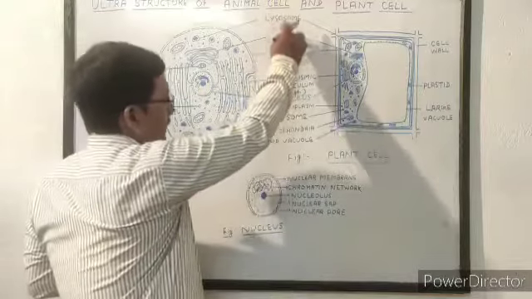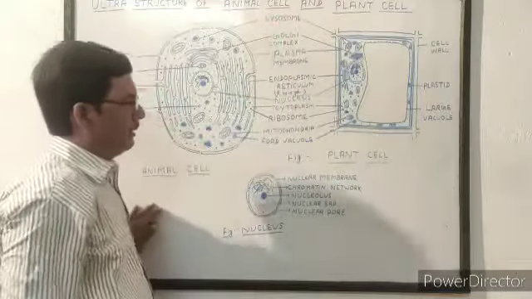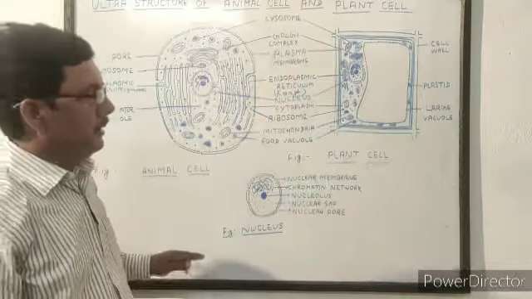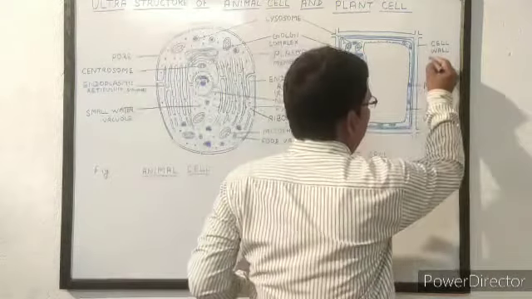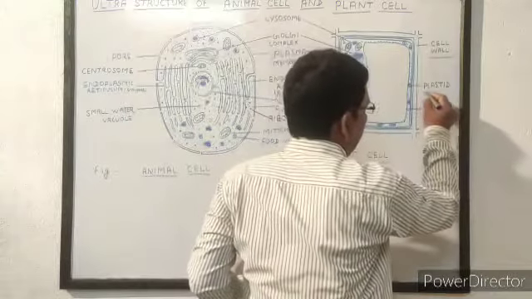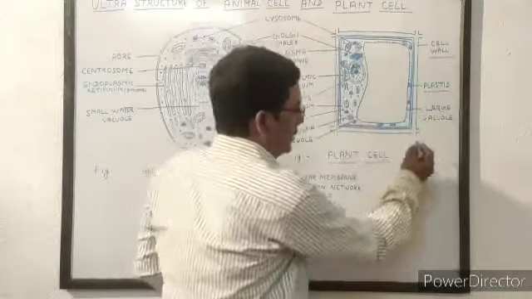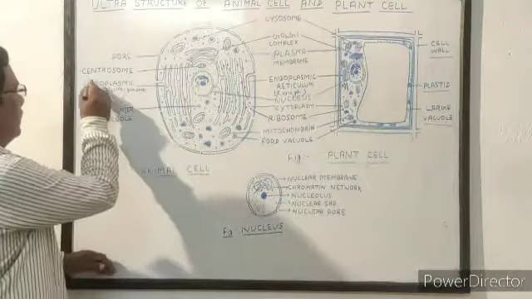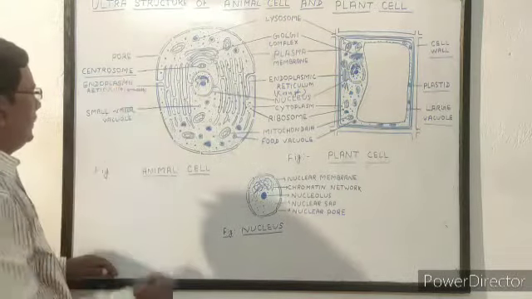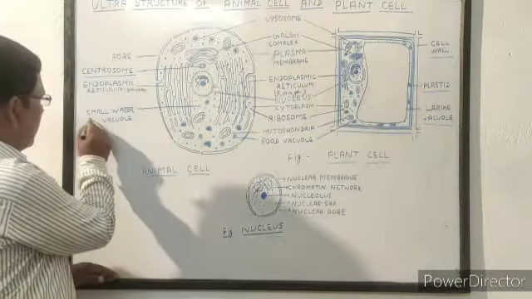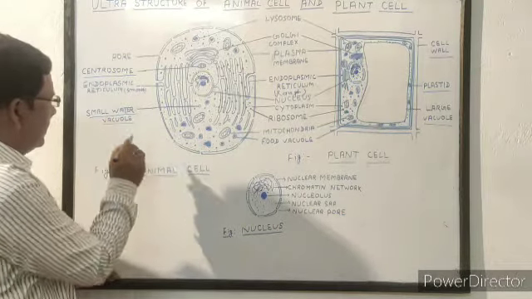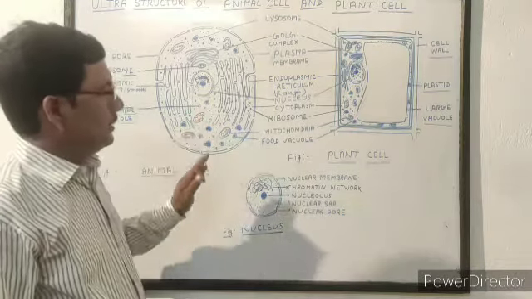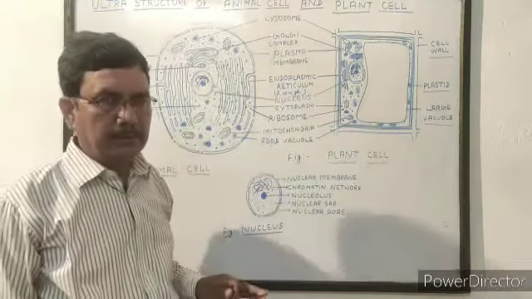In the middle, some cell organelles are given. These cell organelles are common to both plant and animal cell. Here cell wall is present only in plant cell, plastids are present only in plant cell, large vacuole is present only in plant cell, centrosome is present only in animal cell, and small water vacuoles are present only in animal cell. So these are the cell organelles and cell inclusions.